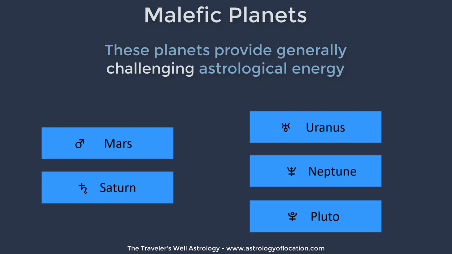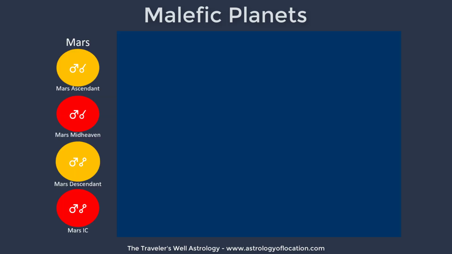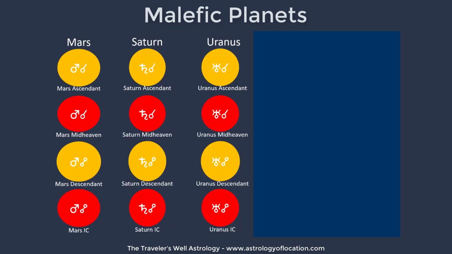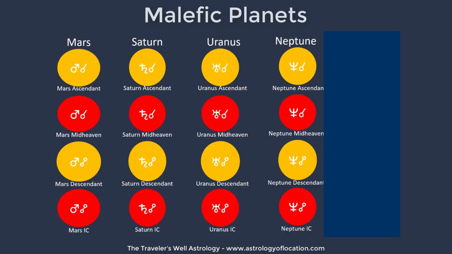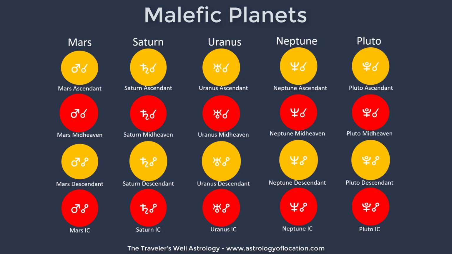Here we see Mars represented in his ascendant, midheaven, descendant, and IC: red, yellow, cannonball, barbell. And we go right down the row to include Mars, Saturn, Uranus, Neptune, and Pluto. These are the malefic planets and those you'd like to avoid.